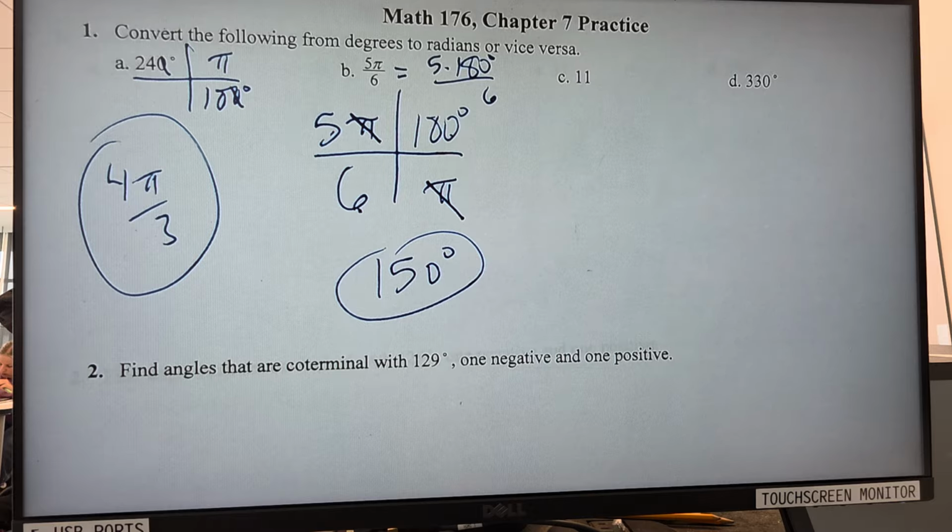Real quick, what's a full pi? How many degrees is a full pi? 180. So does it make sense that 5/6 of a pi is a little less than 180 degrees? Do you see that's what just happened? That just makes nothing but sense. Okay. That might become important later.